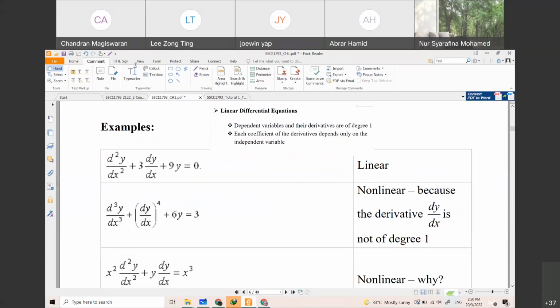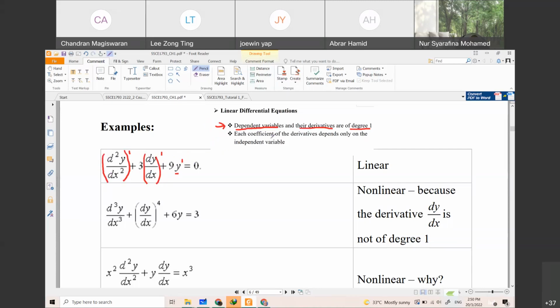By looking at the definition of linearity, the first one, you have d squared y dx squared plus 3 dy dx plus 9y equals 0. First, you have to check that the dependent variable and its derivatives are of degree 1. The dependent variable here is y to the power of 1, and the derivatives are of degree 1. The derivative here is to the power of 1, and the derivative here is to the power of 1. Then it fulfills the first condition of linearity.